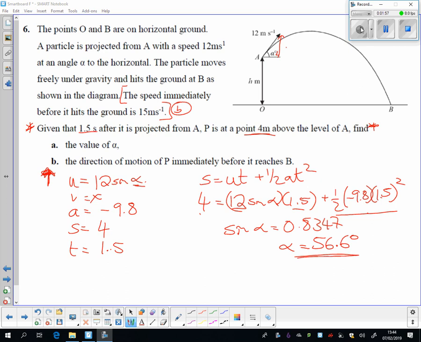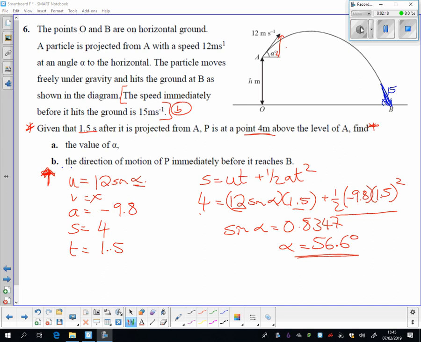So now on to part B. And in part B, we actually are interested in when it hits the ground here. We know when it hits the ground here that it's going at 15 meters per second, but that is in this direction here. What we want to know is what sort of angle it goes to.